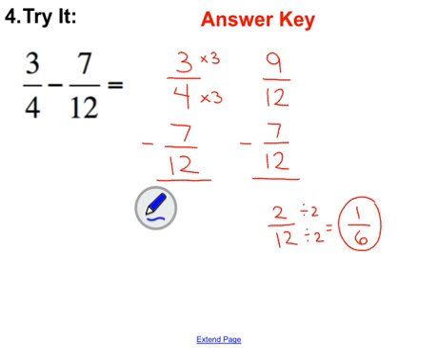3/4 minus 7/12 should give you an answer of 1/6. Don't forget you can pause or rewind if you need to check your work.